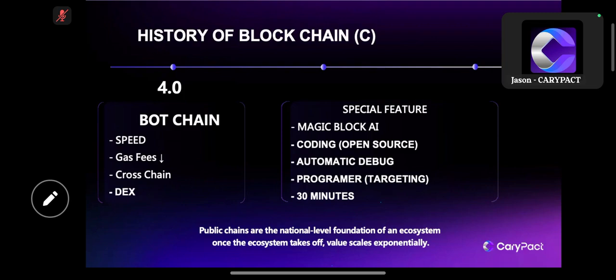Now let's come back to the Magic Block AI. What's so special about Magic Block AI? It uses the AI algorithm with the blockchain system. Using our robot agent AI, they can create a simple project in less than 30 minutes. So that's what we are selling to the programmers or the developers outside to take the opportunity to join us right now and use these particular features in order to save their time.